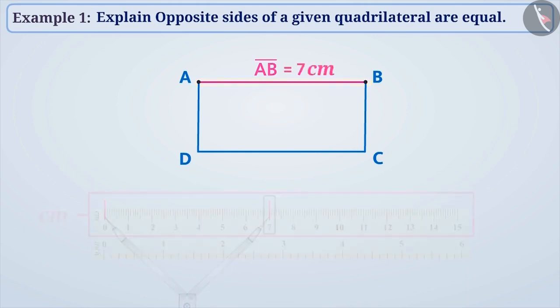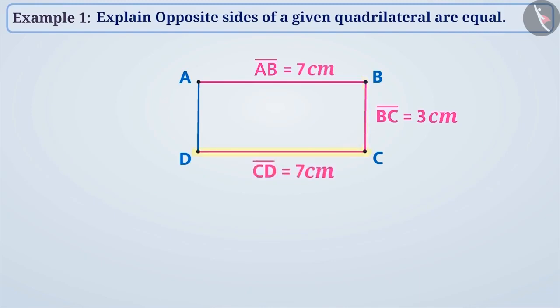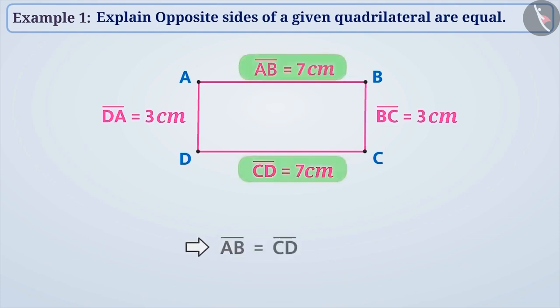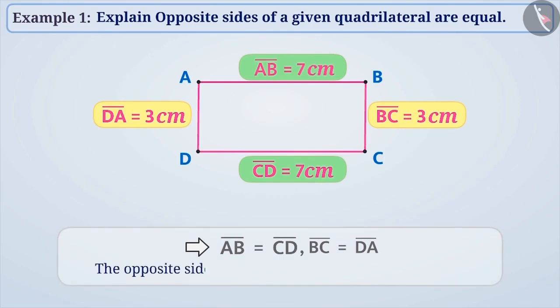Using the same method, we know BC is equal to 3 centimeters, CD is equal to 7 centimeters, and DA is equal to 3 centimeters. Looking at the measurements, we can say that AB is equal to CD and BC is equal to DA. That is, the opposite sides of the given quadrilateral are equal.